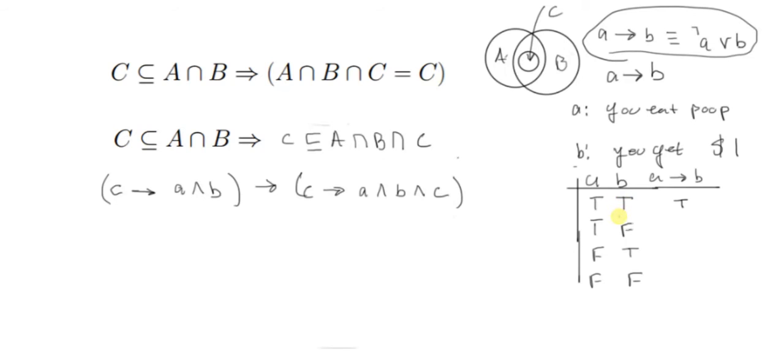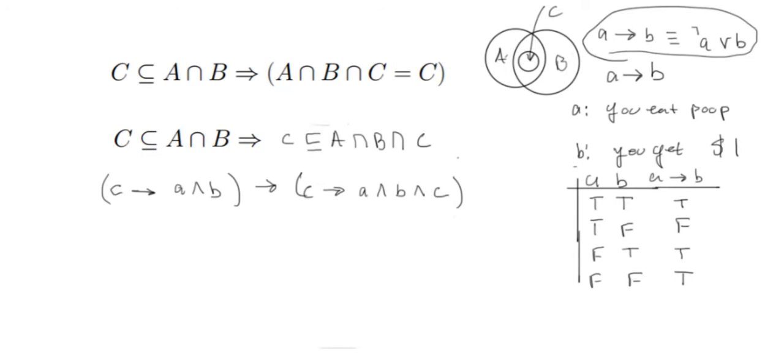Because we made a bet, and you fulfilled your part, I fulfilled my part. This one, you fulfilled your part, I was lying about it, I didn't give you the $1, so this implication isn't true. And these last two, they're called vacuously true. The implication is vacuously true because you didn't eat it, so you can't say I was lying because you didn't take me up on my bet anyway.